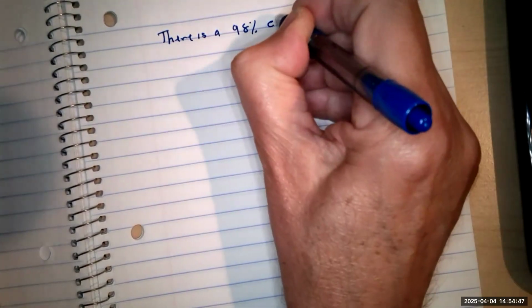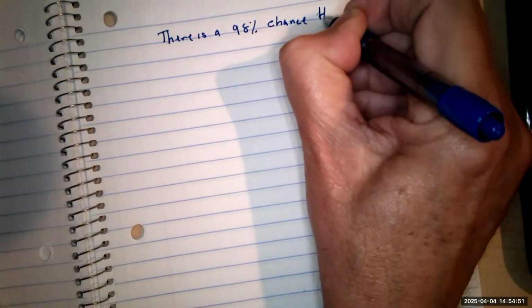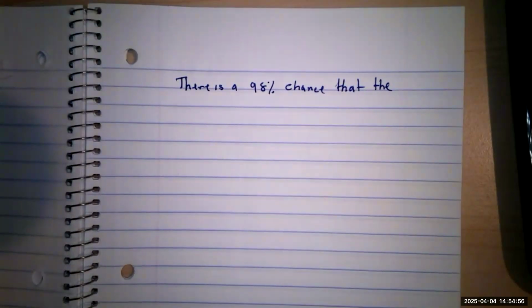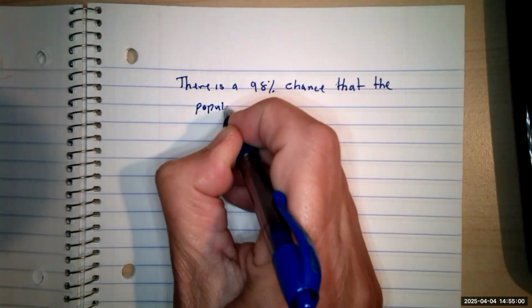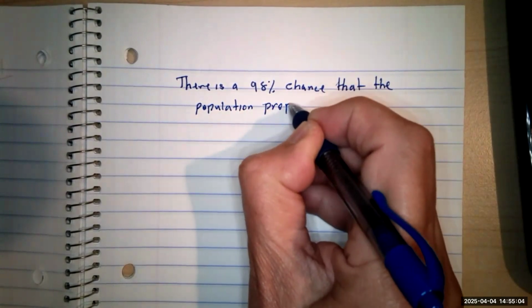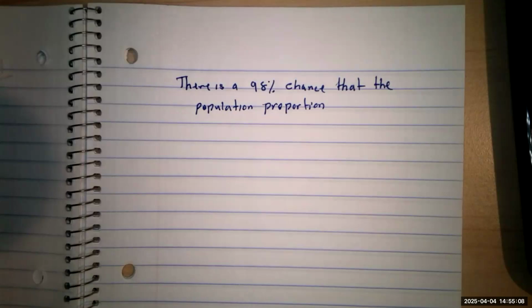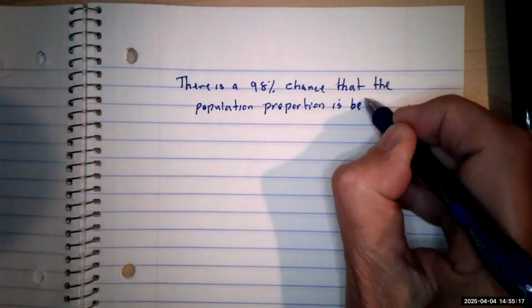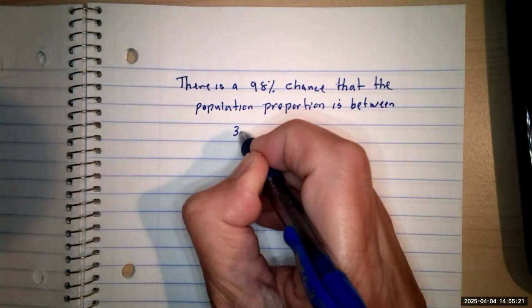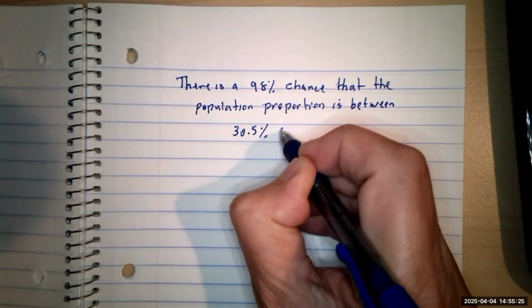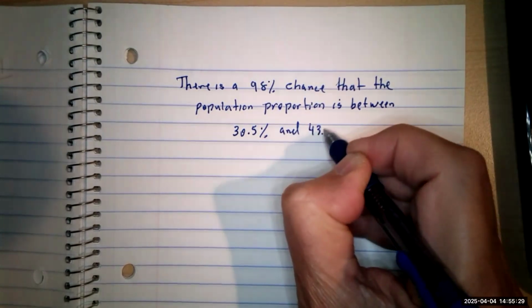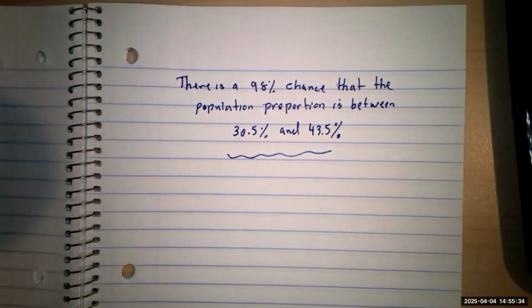And there is a different way to write it down. One way to do it is this: there is a 98% possibility, chance, that the population proportion of all union members is going to be between 30.5% and 43.5%.